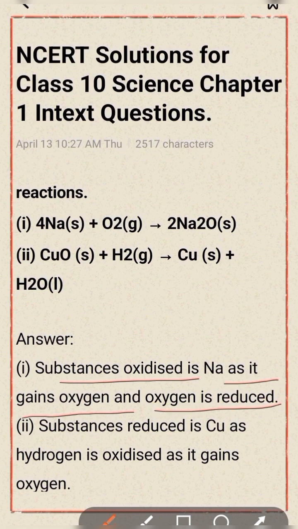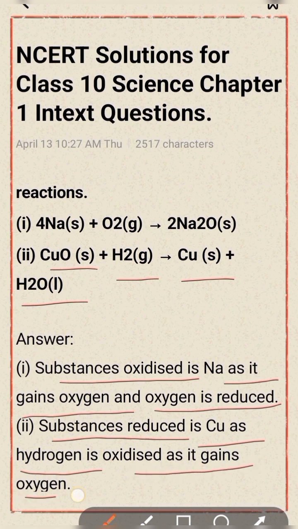Next part: copper oxide, that is solid, and hydrogen gas form copper solid and water liquid. This is the substance; explain the answer. The substance reduced is copper, as hydrogen is oxidized as it gains oxygen.